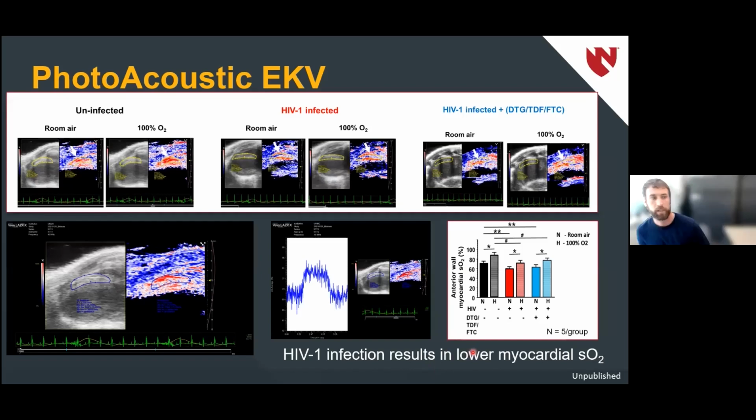In our current study, we used the photoacoustics to see if there was a change in the tissue oxygen saturation. On the upper left is the uninfected group. The middle is the HIV-1 infected. And on the right, we used HIV-1 infected plus an antiretroviral therapy. So DTG is an integrase inhibitor, along with reverse transcriptase inhibitors and nucleoside reverse transcriptase inhibitors. So it's a drug cocktail that is used to reduce the HIV-1 viral load in these animals.